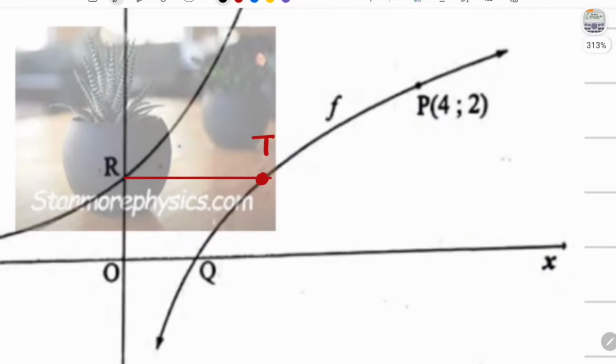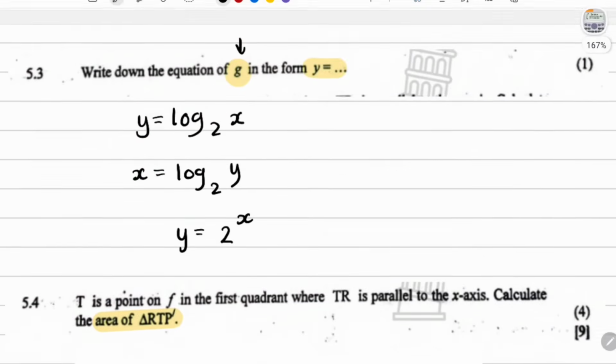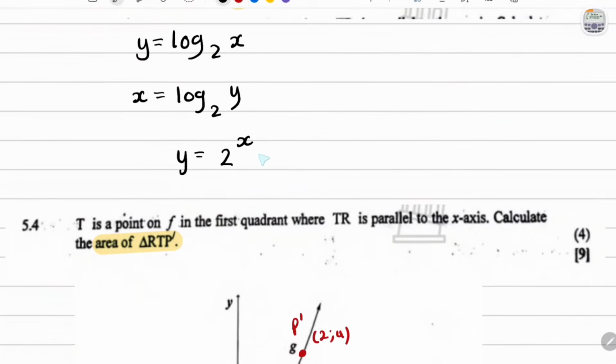Now, right now we don't have any other information about T other than the fact that this is parallel to the x-axis. However, if this is parallel to the x-axis, it means it's a perfectly flat line. So it would mean that the y value of r and the y value of t are the exact same thing. See? Because whatever number is here, that y value is also going to be the y value of your coordinate t. So the first thing would be, let's find r. Now in this case, r is easy to find because your equation is just y is equal to 2 to the power of x. Nothing has been added here.